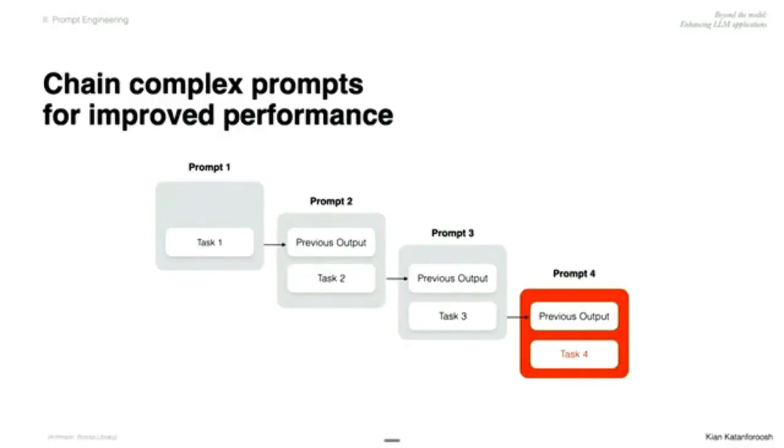So practically, this is what chaining complex prompts looks like. You have your first prompt with your first task. It outputs. The output is pasted in the second prompt with the second task being defined. The output is then pasted into the third prompt with the third task being defined, and so on. That's what it looks like in practice.